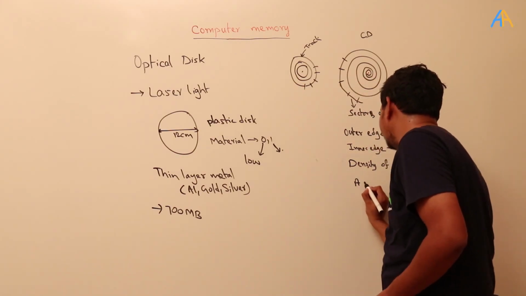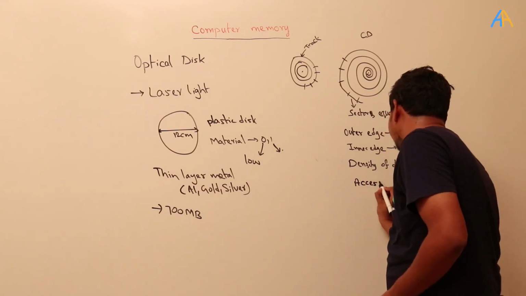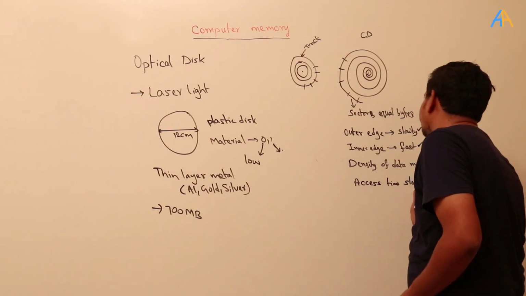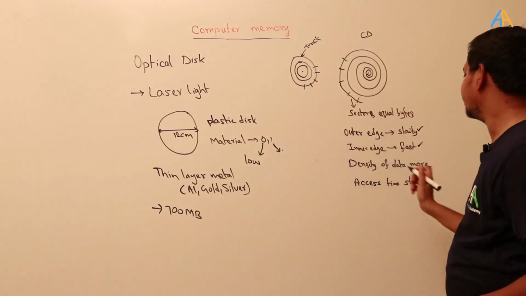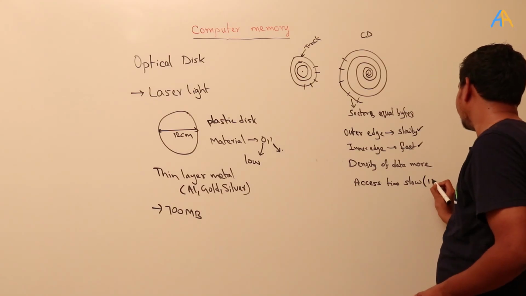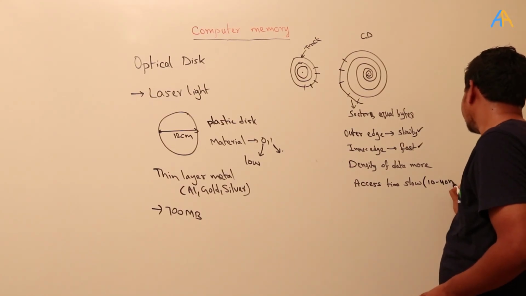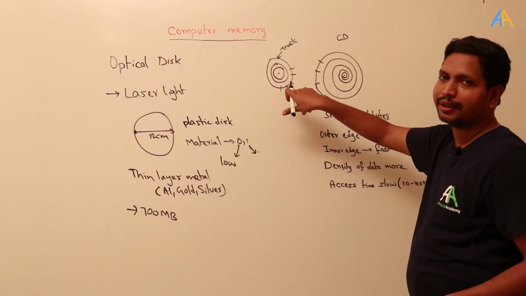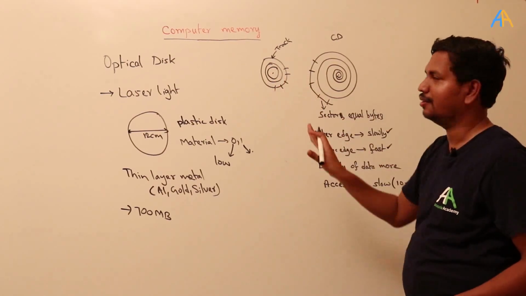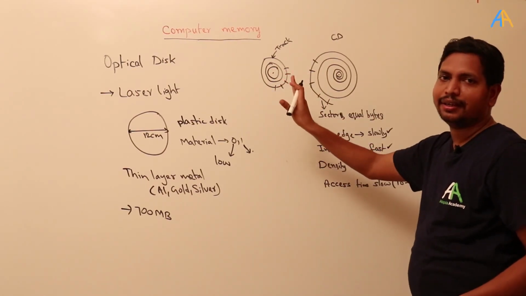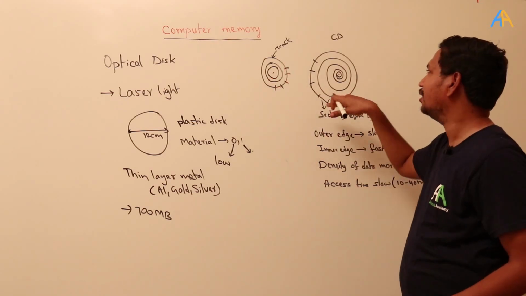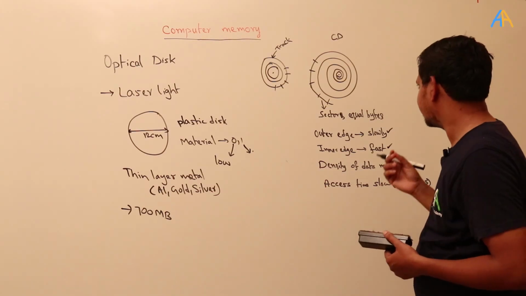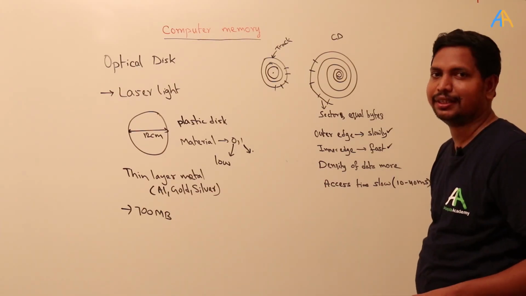Access time, why is it slower? I'll tell you. Optical disc is slower than the magnetic disc, around 10 to 40 milliseconds. Why is it slow? Because it is spiral type. In a magnetic disc there is a particular track we can directly go to, because it is arranged concentrically. We can directly go to that particular track, and after that we can go to the sector. But it is spiral type, so it will take longer time to read and write the data. This is about the introduction to CDs, the optical disc.